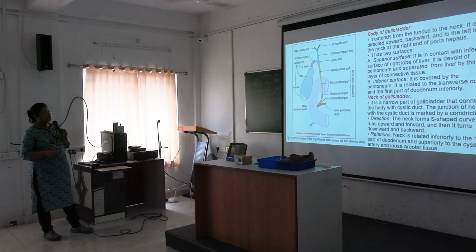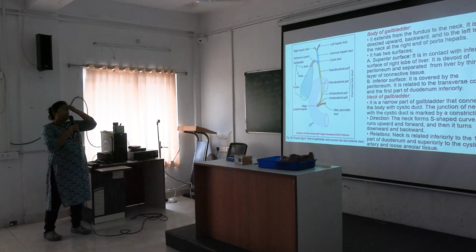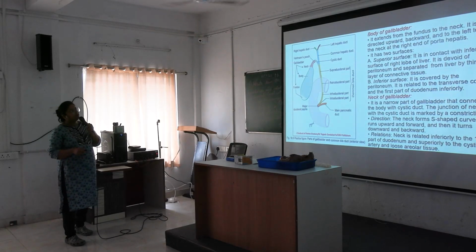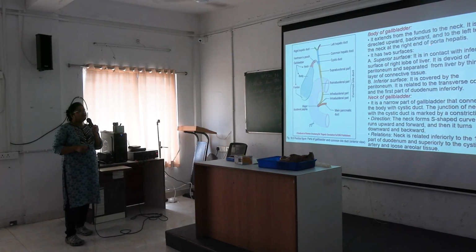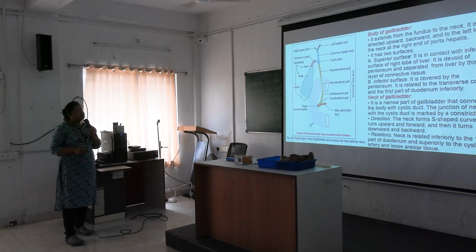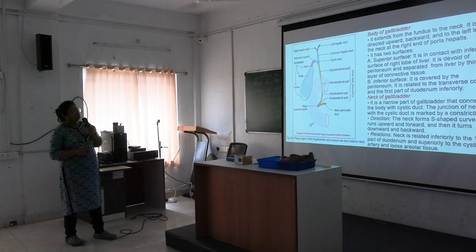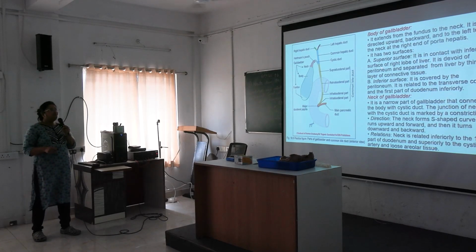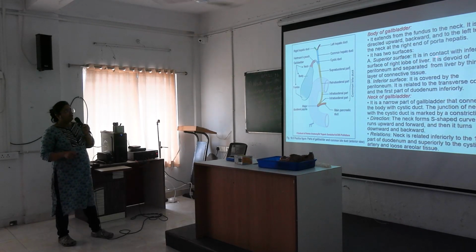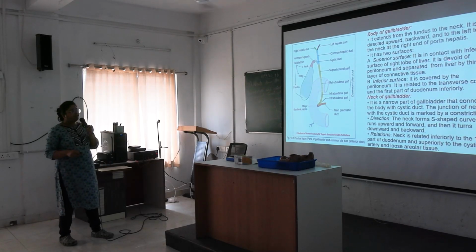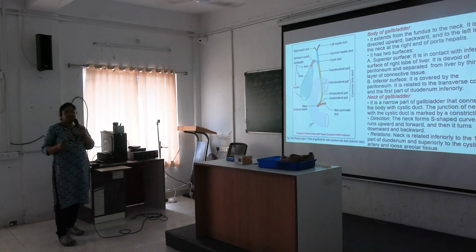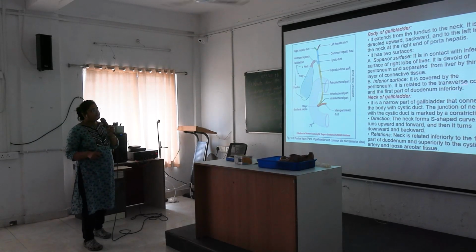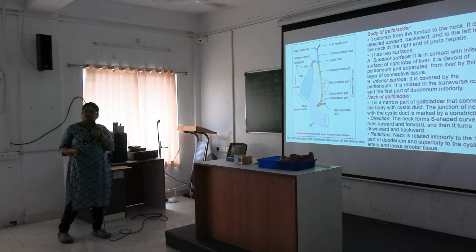Next is body of gallbladder. This is body of gallbladder, extends from fundus to the neck, and it is directed upward, backward and to the left to join the neck at right end of the porta hepatis, and it has two surfaces, superior surface and the inferior surface. Superior surface is in contact with inferior surface of right lobe of liver, and it is devoid of peritoneum and separated from the liver by thin layer of connective tissue. Inferior surface is covered by peritoneum and related to transverse colon and first part of duodenum inferiorly.